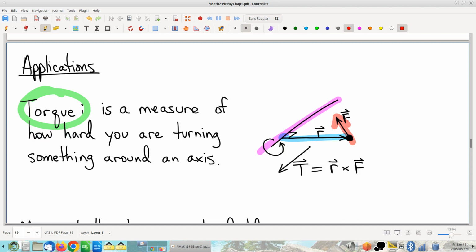Torque says how hard are you twisting something, right? And you can see it's going to depend, of course, on what this r vector is, and it's going to depend on what the f vector is, and specifically the actual torque, how hard we are turning that screw, is computed with a cross product.